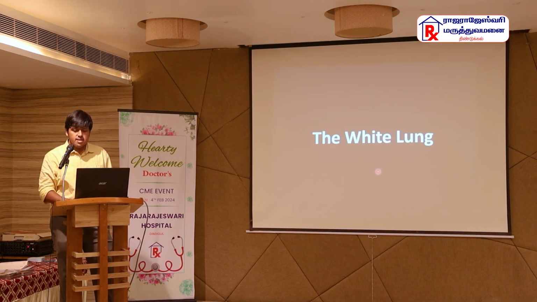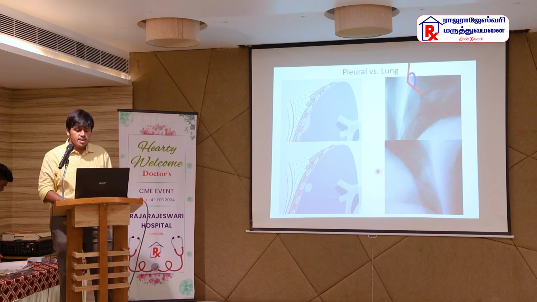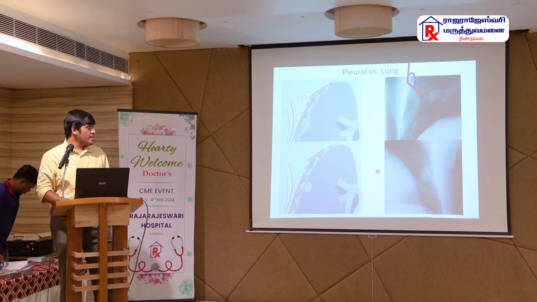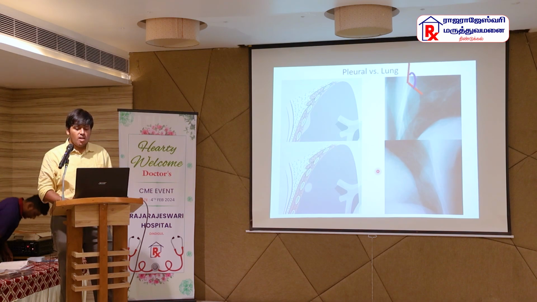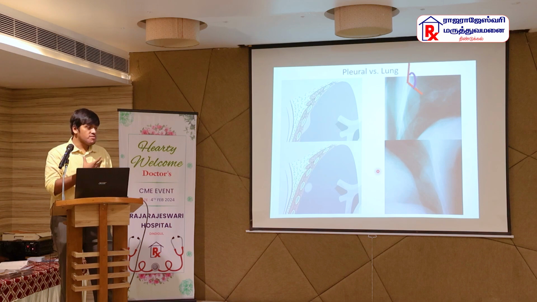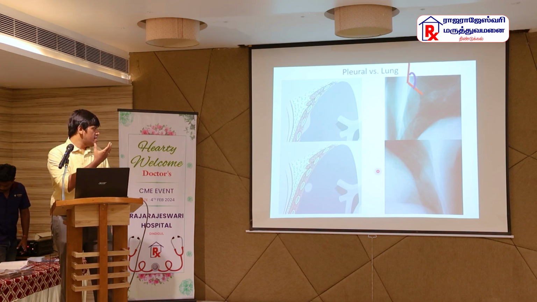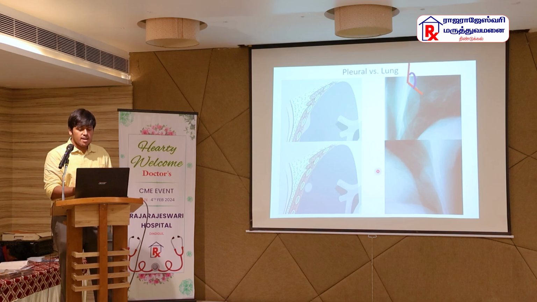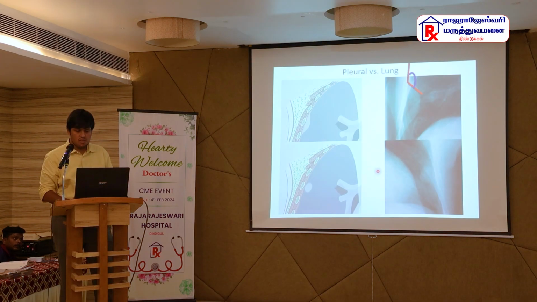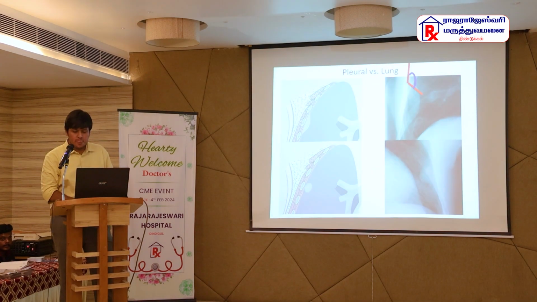Coming to the white lung, it is the most confusing part of the X-ray actually. Before calling something a lung lesion, the organ of origin of the opacity is very important. It could be on the chest wall, or from the pleura, or from the lung. These are the most common causes of opacities which appear inside the lung field.